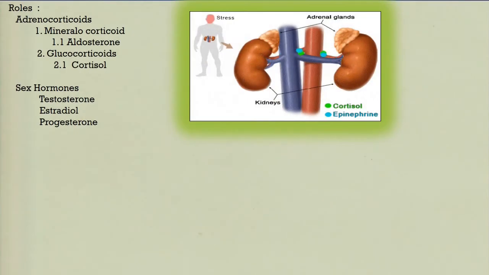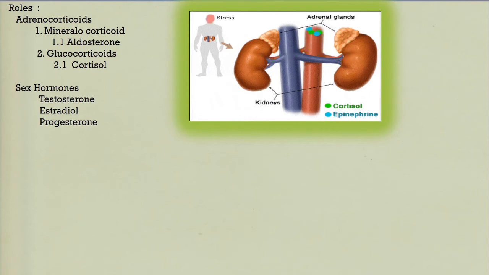Let's focus on the role of steroids as hormones, particularly as adrenocorticosteroids and the sex hormones. First, the adrenocorticosteroids. From the word itself, the adrenocorticosteroids originate from the adrenal glands, which sit on top of the kidneys. And the word corticosteroid means that part of the adrenal gland, the cortex layer, where the mineralocorticoids and the glucocorticoids originate.